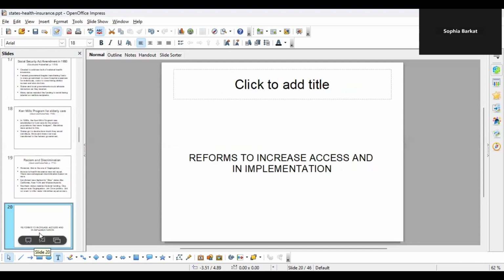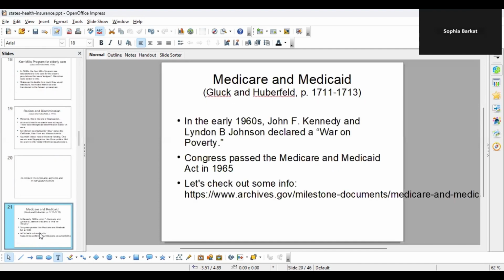So we know the Civil Rights Act and other kinds of changes occurred at the federal level. There was a major effort to end discrimination based on race, gender, and other kinds of markers. Medicare and Medicaid are introduced by Lyndon B. Johnson. Basically, in the early 60s, John F. Kennedy and Lyndon B. Johnson declared a war on poverty. They looked at the US and said, we have way too much poverty, and all the segregation in the South is maintaining this inequality between the races.